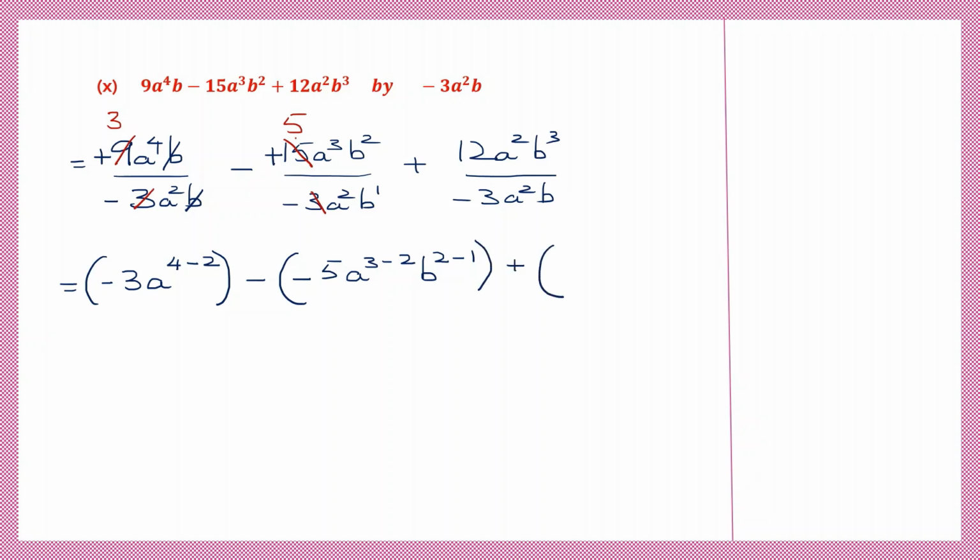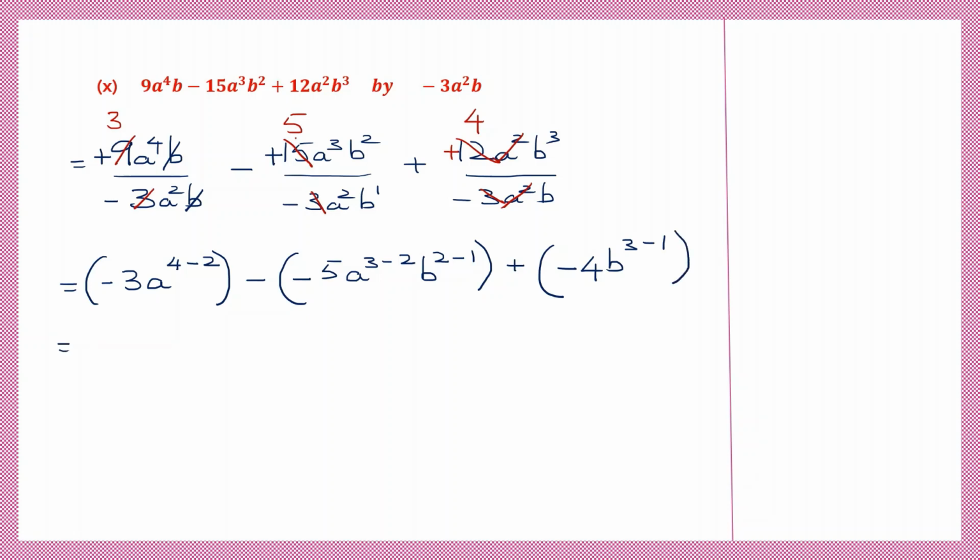Now plus, let's go to the next one. Here again, I have a plus sign and a minus sign down. So plus into minus is minus. Now I can cancel 3 and 12. 3 4s are 12, so my number is 4. Now a square and a square, I can cancel these two also. Then I have b to the power of 3 minus 1.